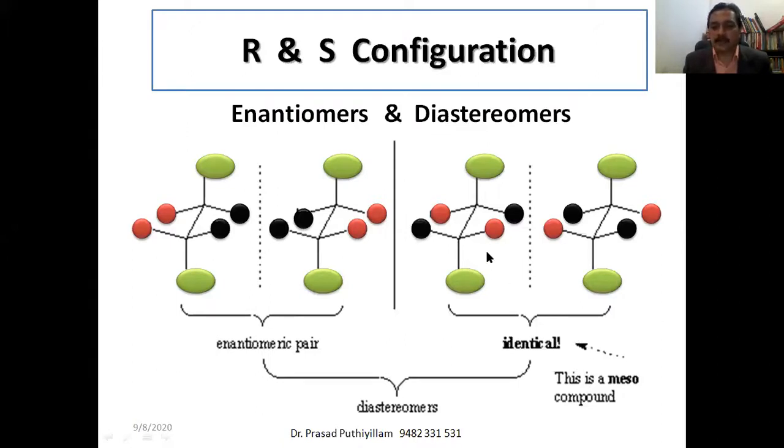Whereas the meso compound and any one of the enantiomer pair, they are diastereomers, and they are non-superimposable, non-mirror image. Okay, they are not mirror images. Any one of the molecules on the right side and any one of the structures on the left side, if you consider those two, they are not even mirror images, they are not superimposable also, we call them diastereomers.